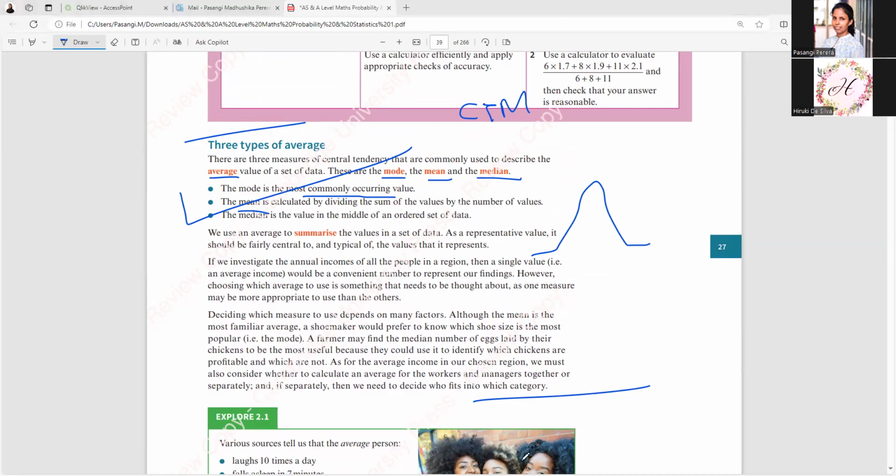What you have to know is, when it comes to central tendency measures, it would be a summary measure which will represent the entire data set.